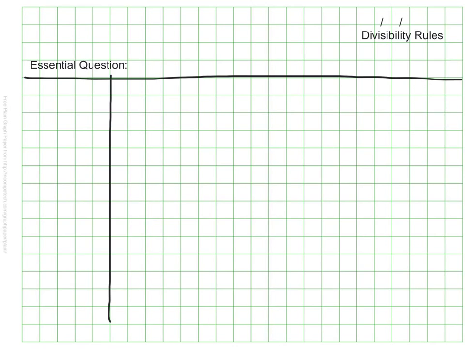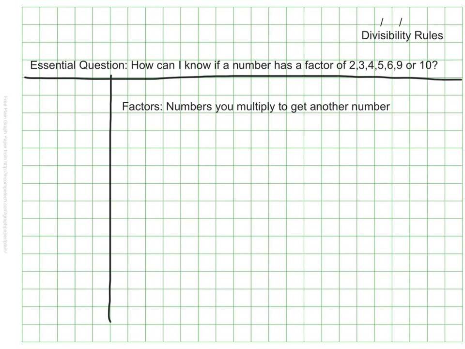The essential question for this video will be, how can I know if a number has a factor of 2, 3, 4, 5, 6, 9, or 10? When we look for factors, we are looking for numbers that can be multiplied by other whole numbers to make the number we are trying to find. For example, if we want the factors of 10, we know that 2 times 5 makes 10. So therefore, 2 and 5 are both factors of 10.